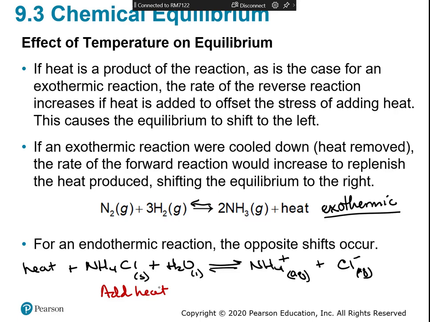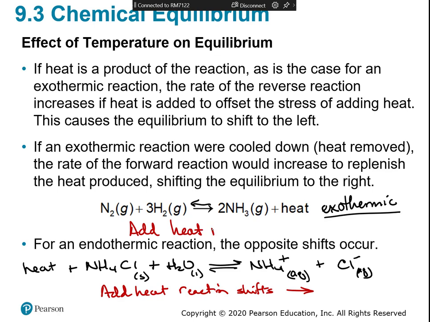So heat is on this one, heat's a reactant on this one, right? Heat is on the left, and so the reaction will shift in this direction. If I remove heat, so I put it in the refrigerator, then the reaction is going to shift towards the side with the heat. Whereas with the first one, if I add heat, which way did you say the reaction would shift? It's going to shift to the left.